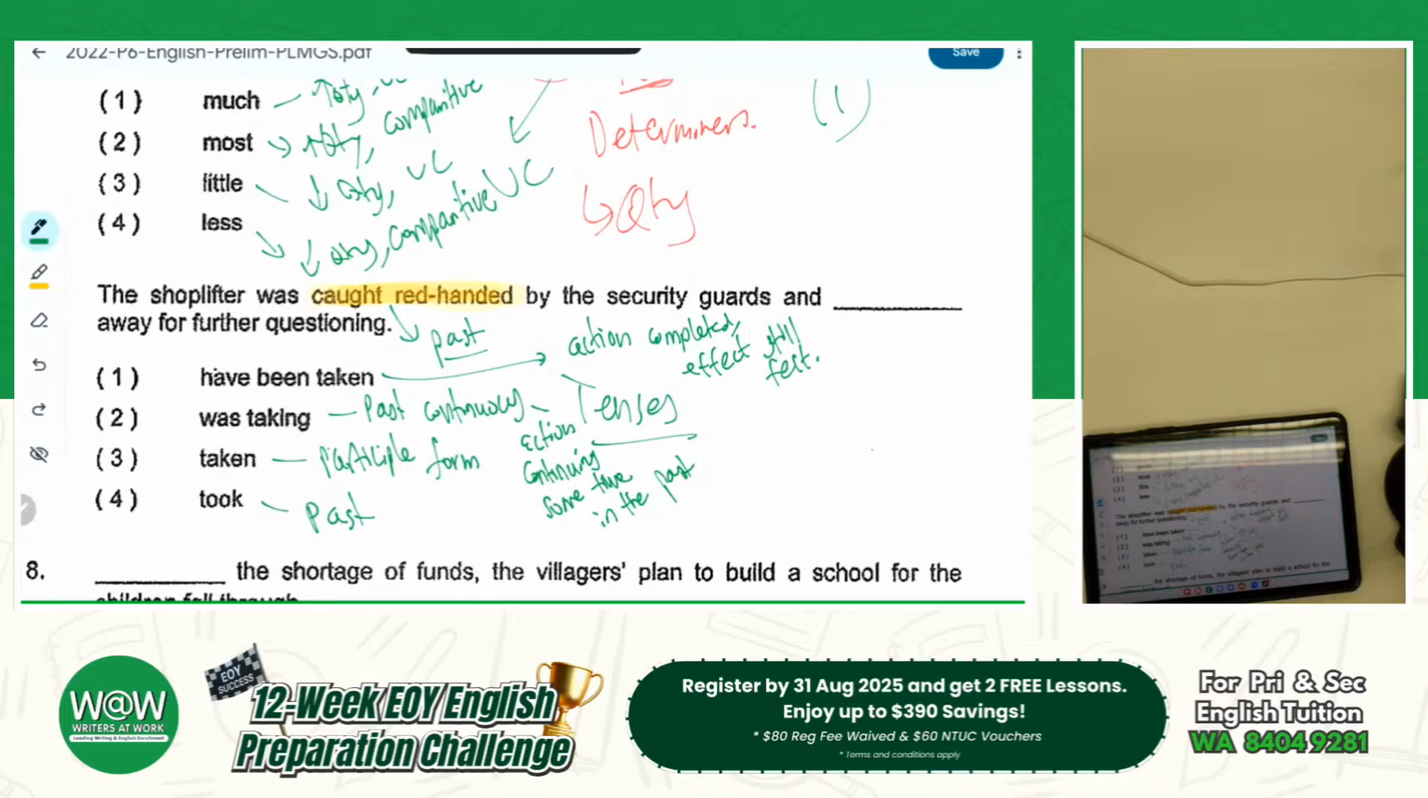So in this case here, the answer would be he was caught red-handed and taken away. Because we are not looking at how the 2 actions took place at the same time. It's one after the other.